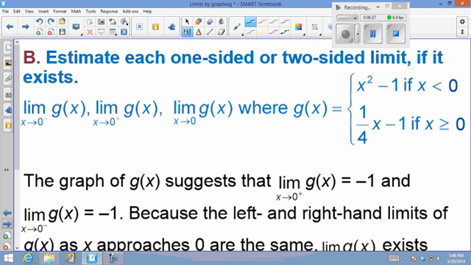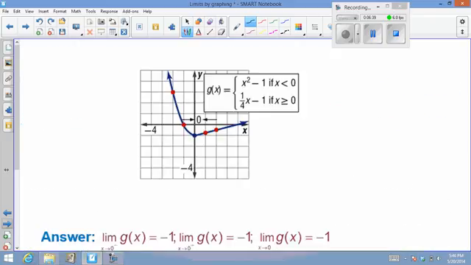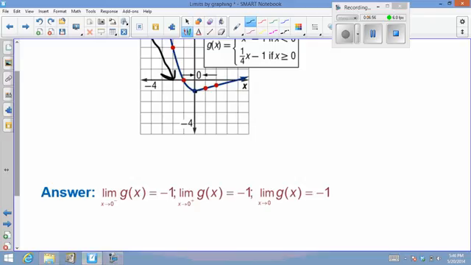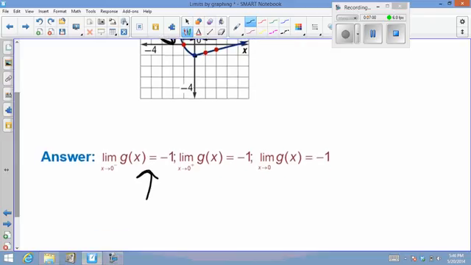Now I have the same basic idea here. I have the limit of g of x as x approaches 0 from the left, from the right, and at 0. So I look at my graph, and here's my graph. If I'm looking at g of x as x approaches 0 from the left, I'm looking over at this side. If I look down here at 0, it appears that the graph is at negative 1. So that's the limit as x approaches 0 from the left. That's negative 1.